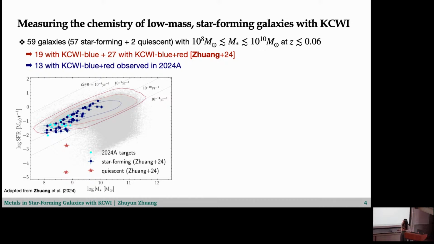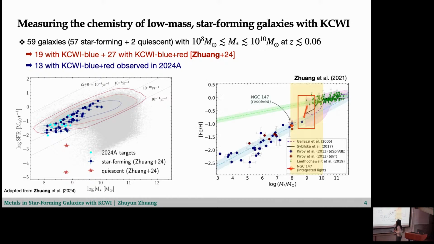And why this particular mass range? It is motivated by my previous work, where we found something interesting in the stellar mass-stellar metallicity relation measured as the iron abundance. Here you can see that there's a big jump between the low mass MZR shown by the blue line and the high mass MZR shown by the green line. So we are curious about what really happens at this mass.